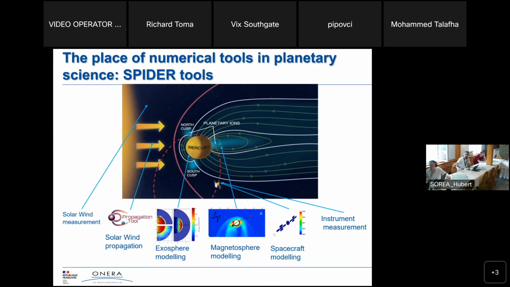you want to relate these measurements to solar wind measurements that have been made somewhere else in the solar system. So first, what you will do is try to retrieve the solar wind parameters that were in front of Mercury. So you will use the heliopropa tool, or propagation tool, that was discussed by Nicolas just before. And then it will give you the status of the solar wind in front of the magnetosphere.